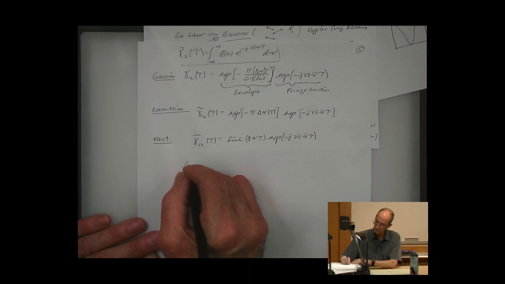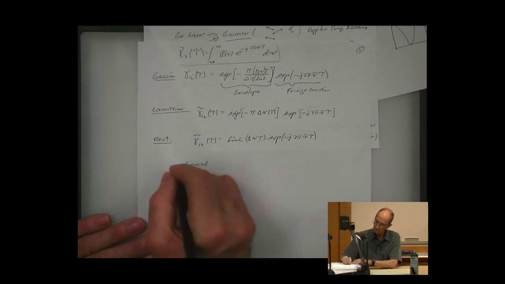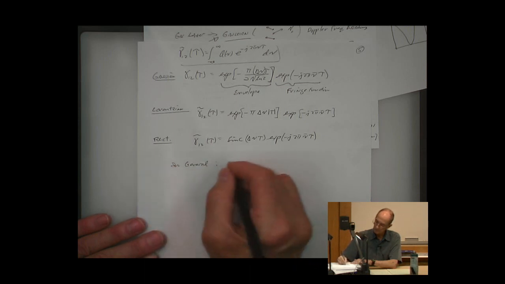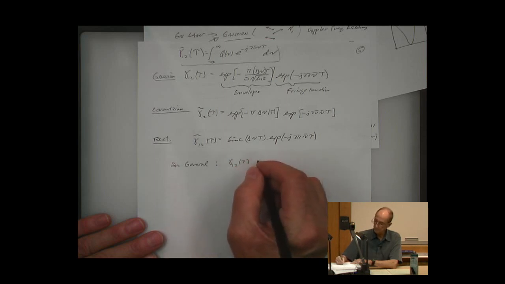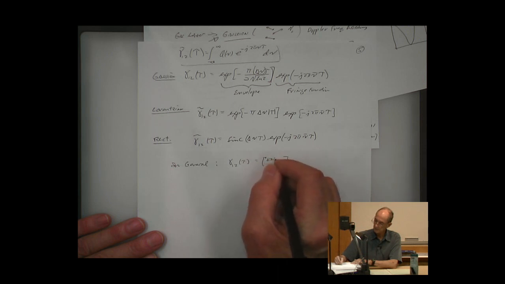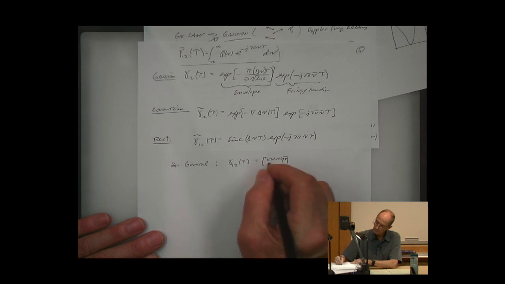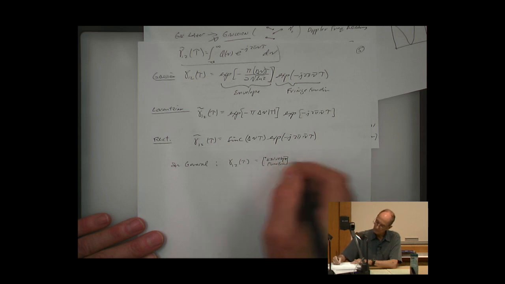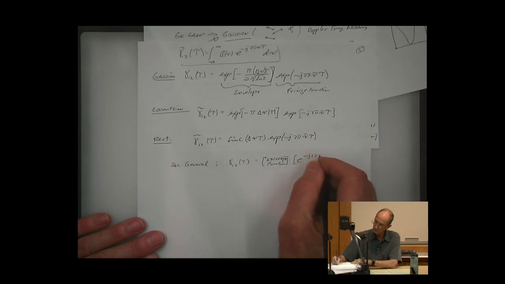So in general, we end up with a gamma 1, 2 of tau, which is equal to some type of envelope function times a fringe function, which is e to the minus j 2 pi average frequency tau.